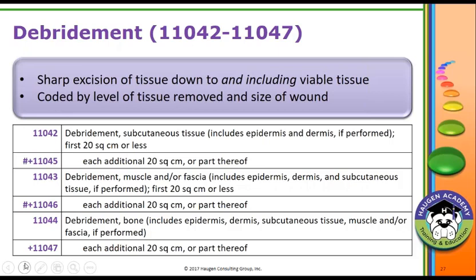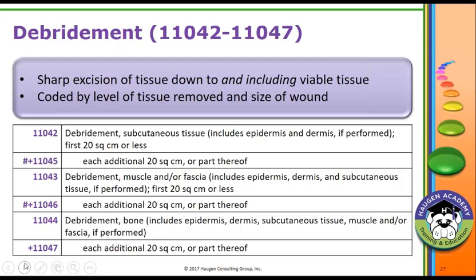You'll see that 11042 is debridement of subcutaneous tissue for the first 20 square centimeters or less. The 11045 is each additional 20 square centimeters or a part thereof. So if they do 30 square centimeters of the subcutaneous tissue, you code 11042 and 11045 times 1. It doesn't have to be the full additional 20 square centimeters. It's up to an additional 20 square centimeters.